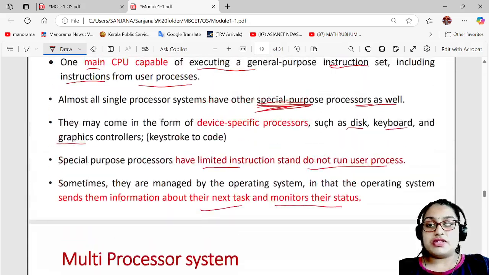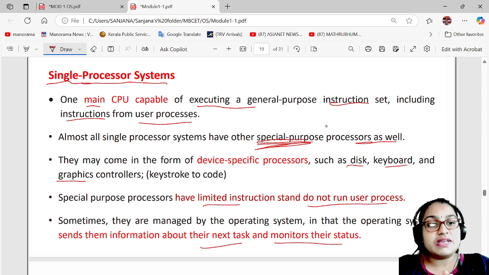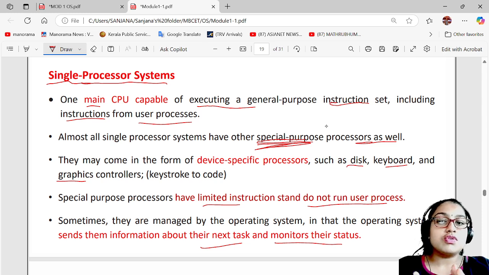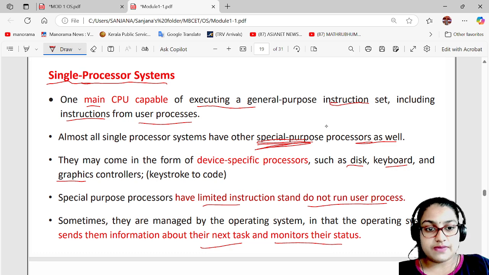So in a single processor system, I'll just revise, there is one main CPU and this will be capable of executing a general purpose instruction set, including instructions from the user processes. And almost all single processor systems have other special purpose processors along with it. And these special purpose processors may come in the form of device specific processors.